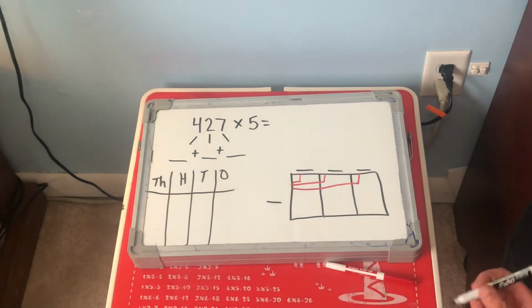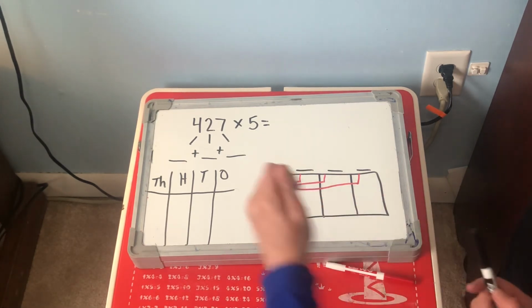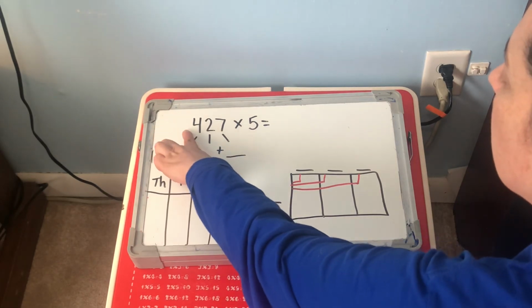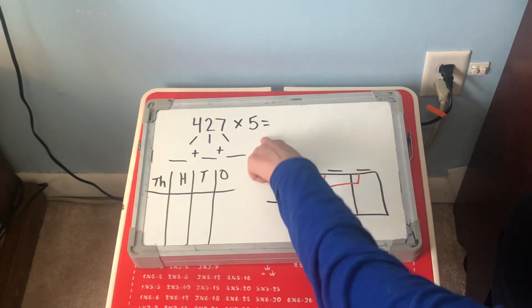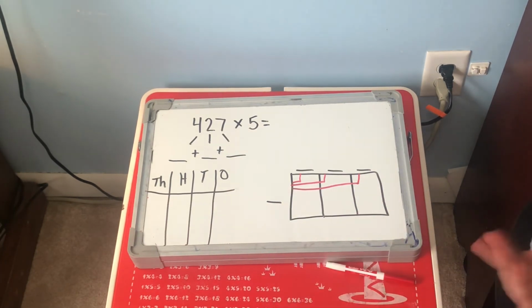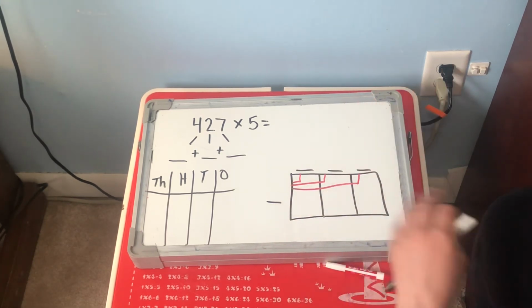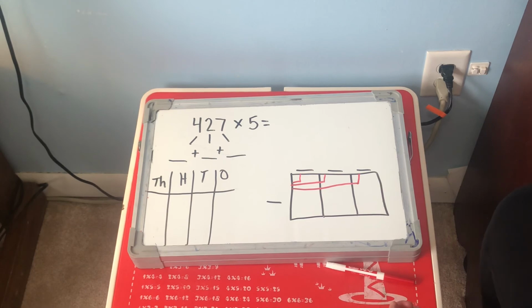All right? So this would be something like, there are 427 people in the school. If each person needs 5 pieces of paper, how many total pieces of paper does the school need to buy? Okay? Very important in life. Once you're done, you're going to snap a picture and you're going to submit it to me. Great work.